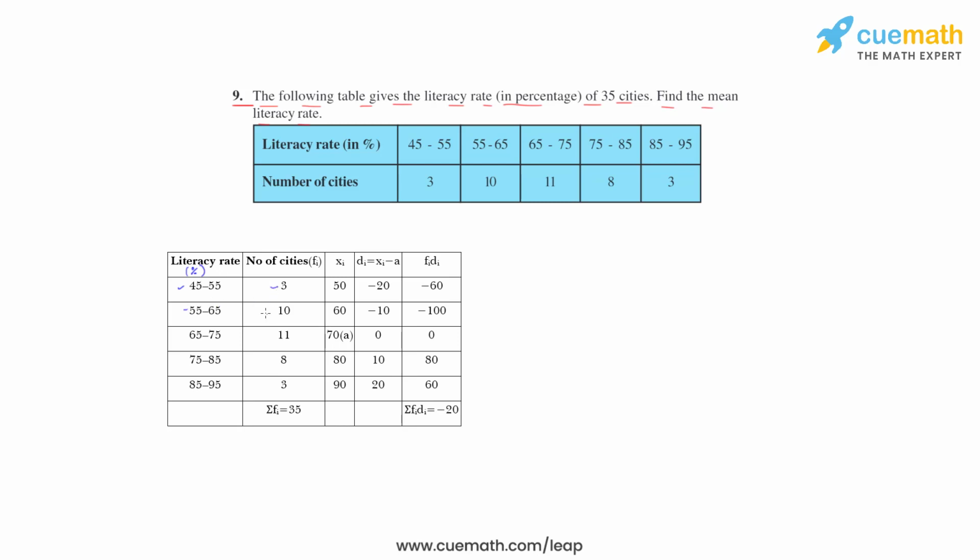55 to 65, 10 cities. 65 to 75%, 11 cities. 75 to 85, 8 cities. And 85 to 95, 3 cities. Then the sum of all fi, that is the sum of all the cities, is 35.